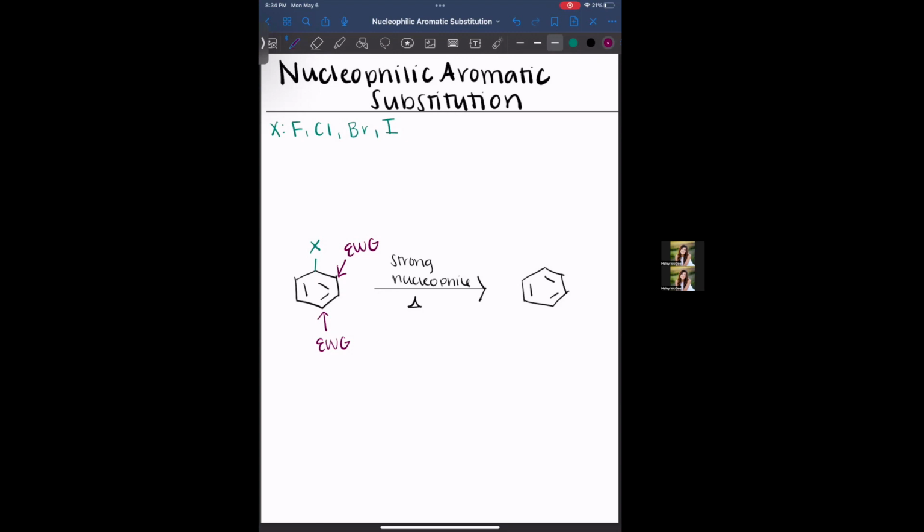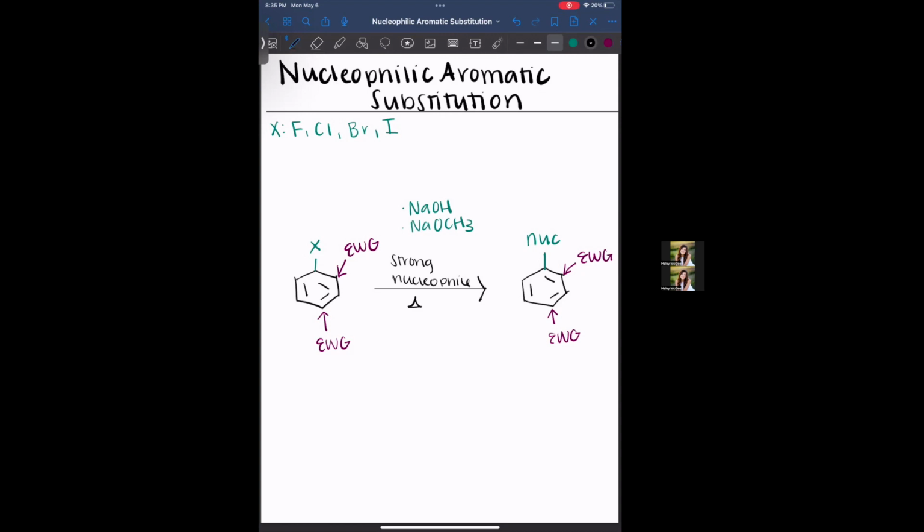And then you're going to react this aromatic compound with a strong nucleophile. A strong nucleophile could include NaOH, NaOCH3, whatever fits the reaction that you're trying to do. Essentially, the nucleophile is going to replace this leaving group. So right where we had that halogen, we're now going to have our strong nucleophile, and then our electron withdrawing group is just going to stay the same.